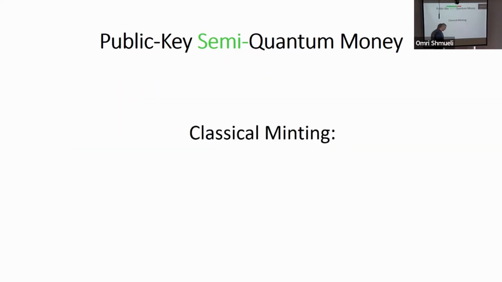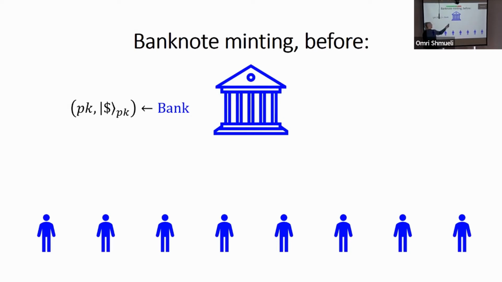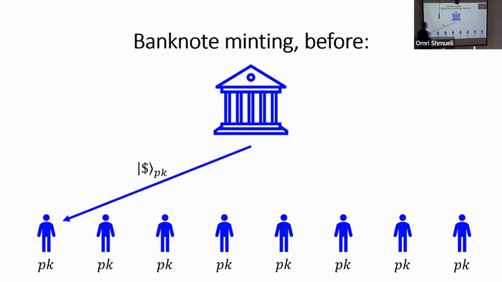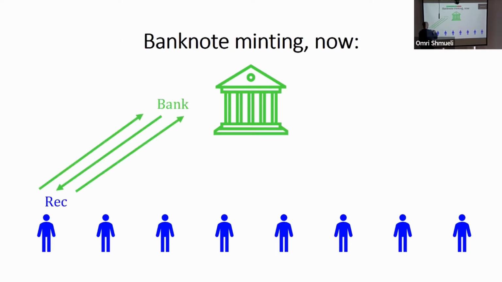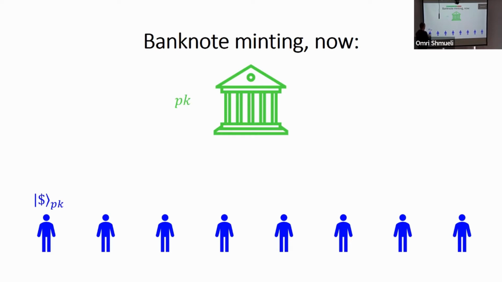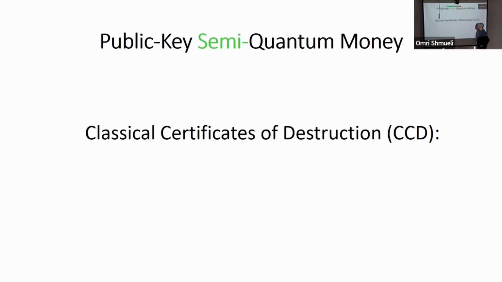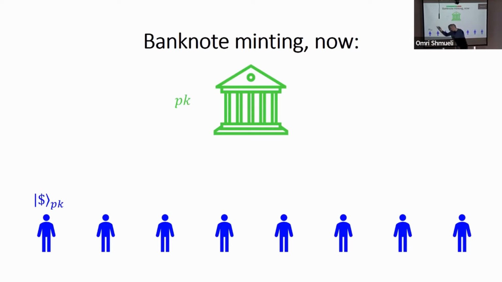So let's see what is classical. Before, if the bank wanted to send a banknote to one of the users, it generates the banknote by itself on its computer and sends the banknote to the user using quantum communication. Now the bank is classical. It interacts with the user. We have two algorithms, a classical bank and a quantum receiver. The user can execute this quantum receiver algorithm. And at the end of this classical interaction, where only this side is quantum, the receiver obtains a banknote and the bank obtains the classical public key.